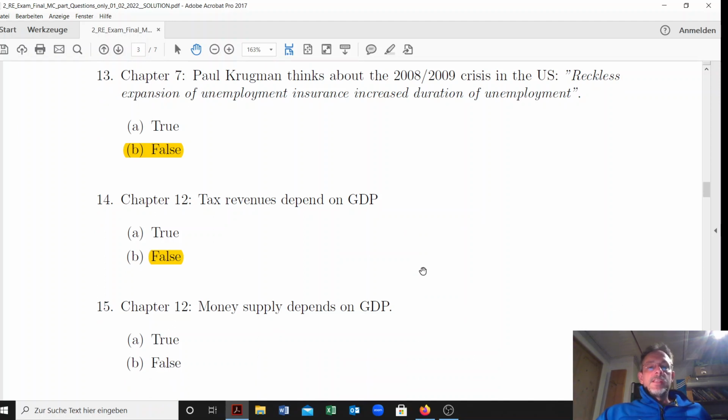Chapter 12, money supply depends on GDP. This is wrong. Real money supply is given by M over P, and there is no y in this expression, M over P. Therefore, money supply does not depend on GDP.